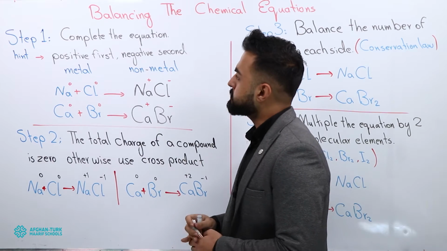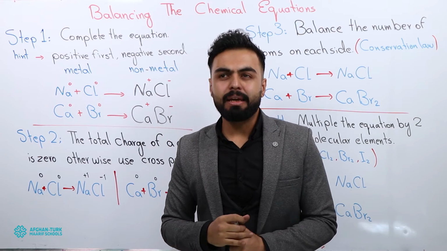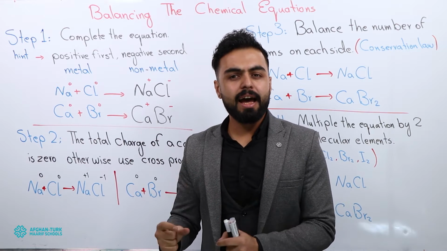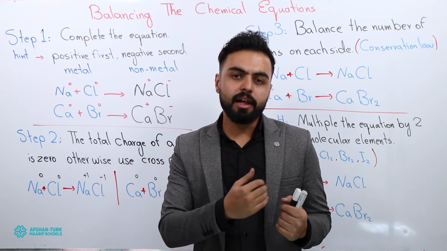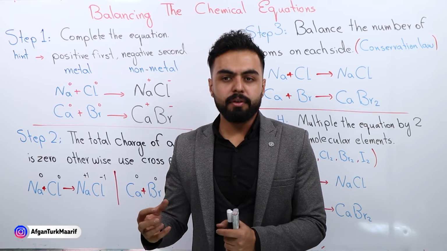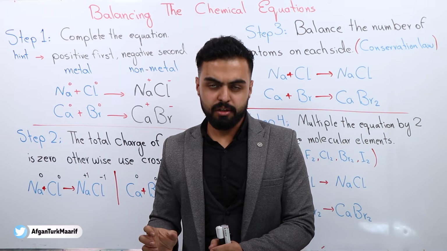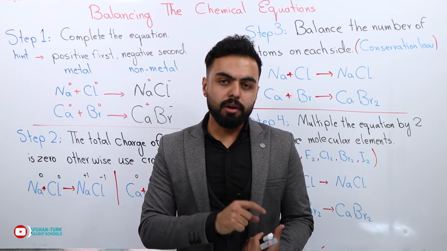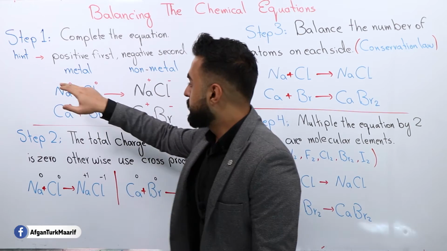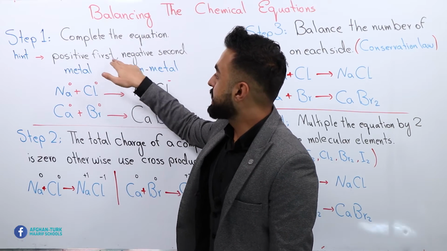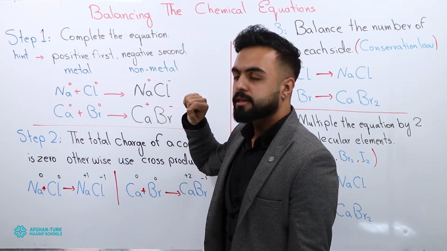Step 1. Complete the equation. What does it mean? It means you have a reaction and you do that reaction in laboratories. So at first you should know what is the result of this reaction. So then you can complete that reaction. There is a hint: positive first, negative second, or metals first, non-metals second.